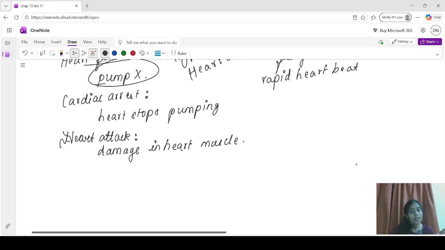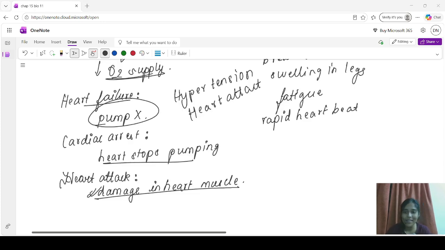And then comes cardiac arrest. What is cardiac arrest? Cardiac arrest means the heart suddenly stops pumping the blood, and it is an emergency condition and it may lead to death. And what is heart attack? Heart attack occurs when coronary artery blockage completely cuts off oxygen supply to a part of the heart muscle. So this may cause the death of cardiac tissue, and that is what I have mentioned here as damage in heart muscle. Okay, we have completed body fluids and circulation.